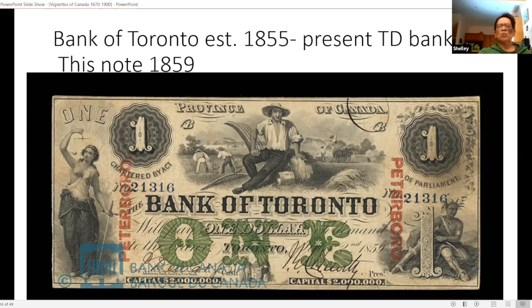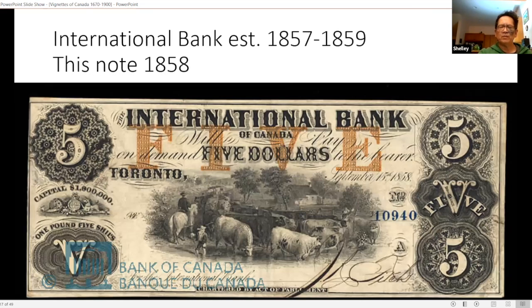Here's a short-lived bank, 1857 to 1859. This banknote was 1858. You've got an emergence of domestic sort of viewing of farmland, herds of cows, that sort of thing. A lot of banknotes were produced by local communities to have access of capital to do farming, also to do fishing, mining, and people would get together and lobby their MP to have a bank.